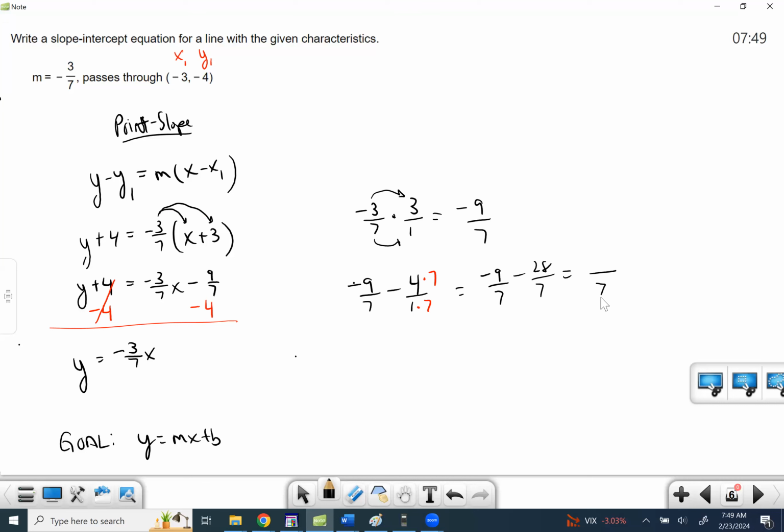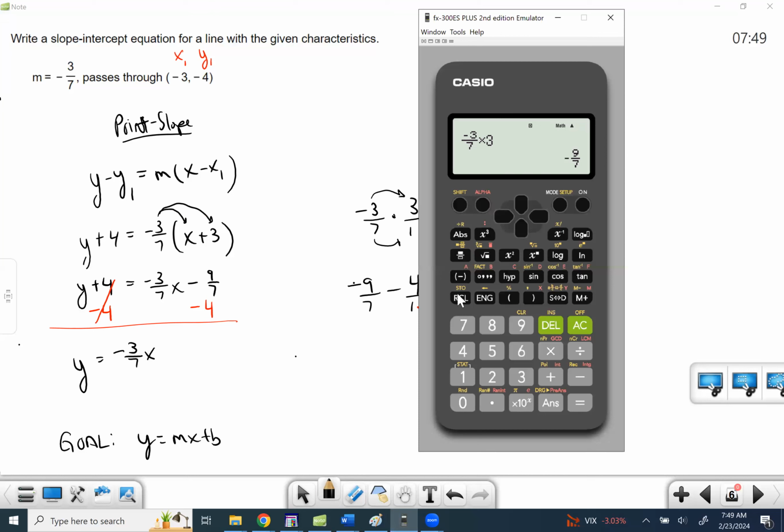So remember, when you're adding and subtracting, the bottom doesn't change. So I know it's going to be 7. So I have to do negative 9 minus 28, which I believe is negative 37. Again, you can always do this with your calculator, right? We have to do negative 9/7, take away 4. There's our 37/7.